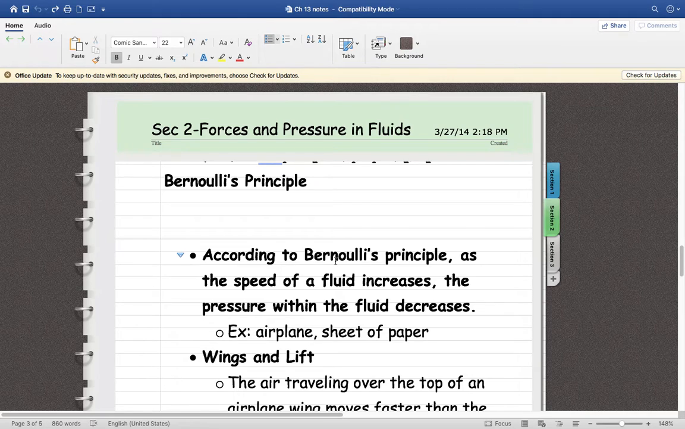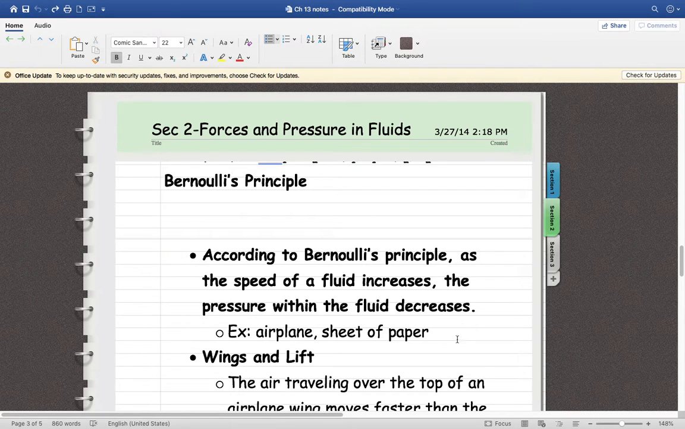According to Bernoulli's principle, as the speed of a fluid increases, the pressure within the fluid decreases. So this is how a plane lifts off or has its lift, because the air, basically the fluid, over the wing is faster than the air under the wing. So it creates a pressure difference, which gives the plane a lift.